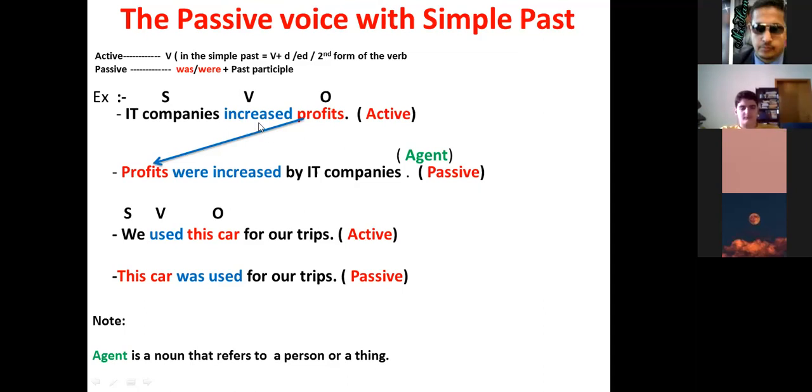And then the past participle, according to the tense of the verb. It's in the past simple, so we use was or were. Here, in this sentence, we'll use were, because the noun is plural. Then the subject will be the agent. If the doer of the action is known to us, we can use by plus the agent. At this time, the subject will be used as the agent after the word by.